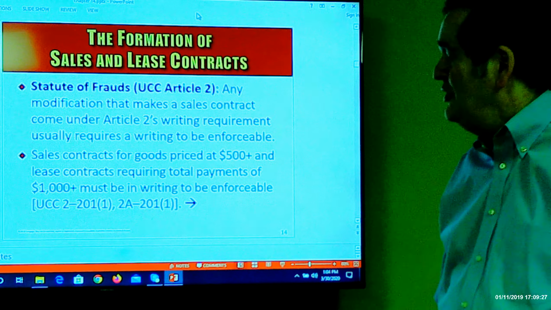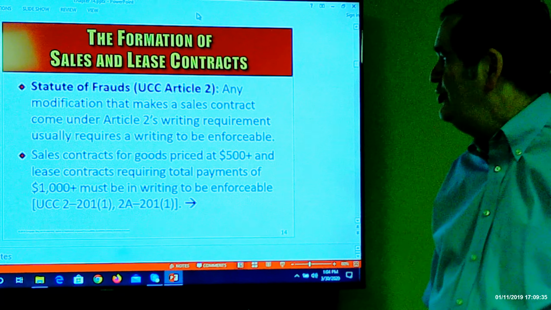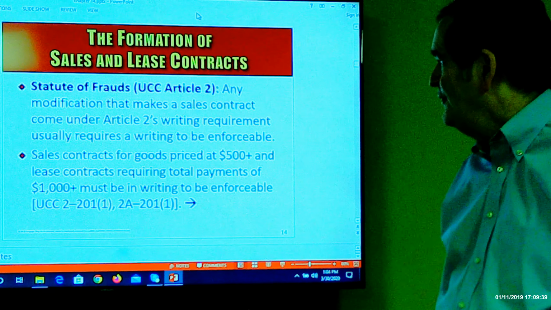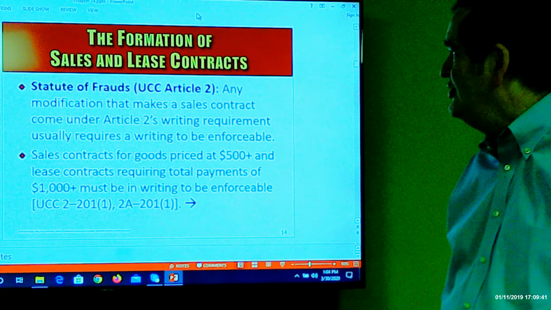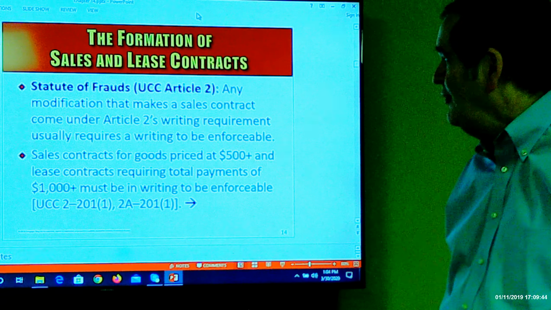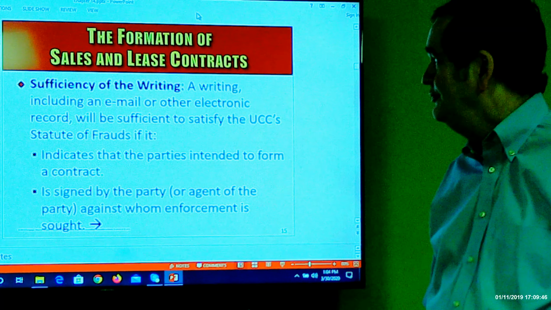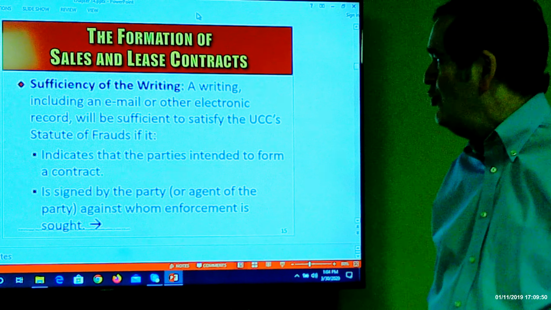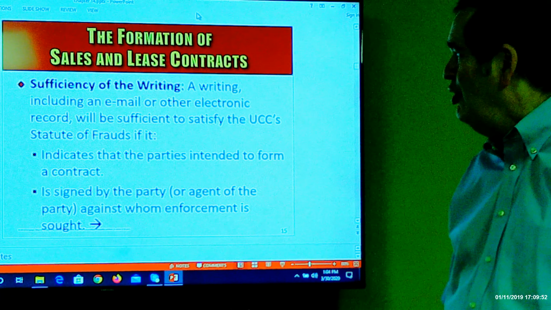The UCC has a statute of frauds. That means that certain contracts have to be in writing. One of those is any contracts for goods priced at over $500. For leases, it's $1,000. Otherwise, it's not enforceable.